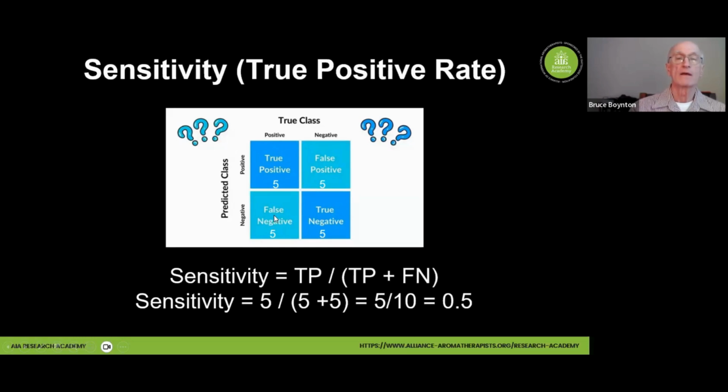Let's calculate the proportion of true positives that the test got right. Well, that's true positives over everything in this column, which is true positives plus false negatives. So 5 over 5 plus 5 is 5 over 10, which again is 50%. So it's not very accurate at predicting true positives.